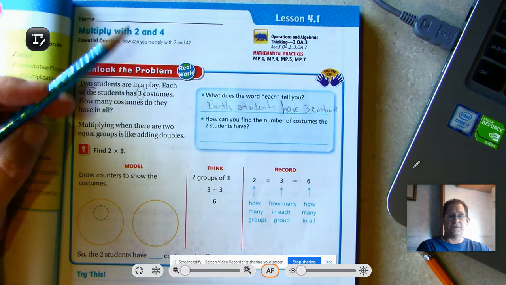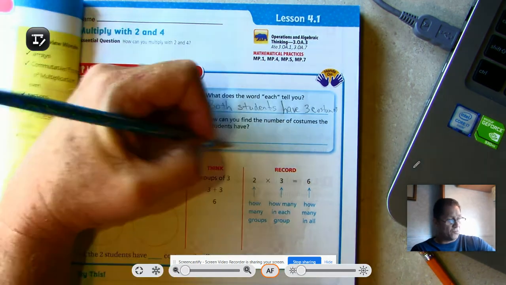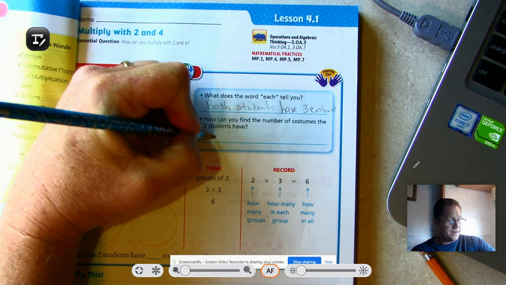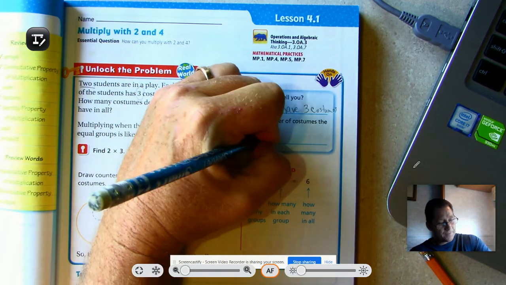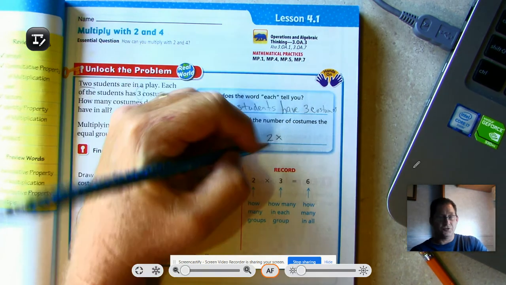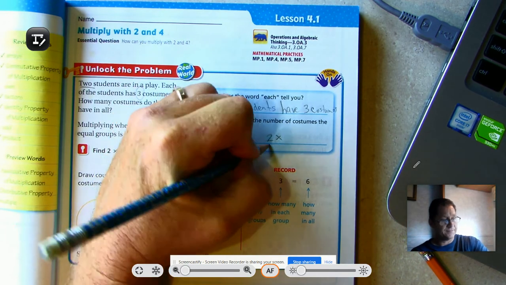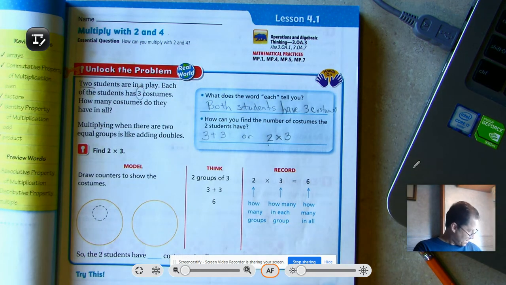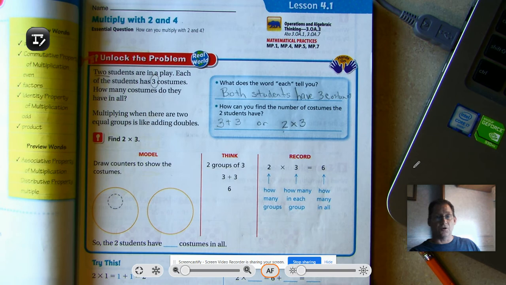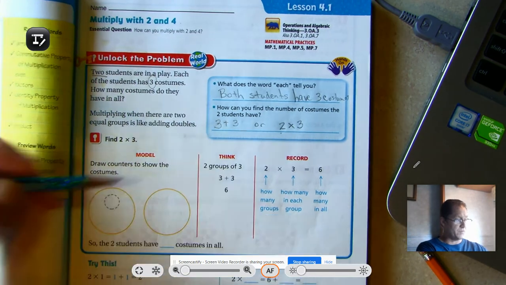How can you find the number of costumes the students have? Well, I know student 1 has 3, I know student 2 has 3. Or I have 2 groups, 2 students, each student has 3. So I could do it either way. So I could do 2 times 3, or 3 plus 3. All right, so now draw counters to show the model.